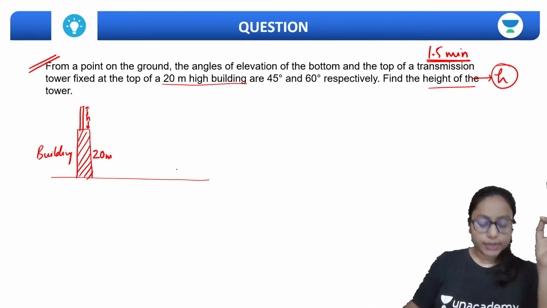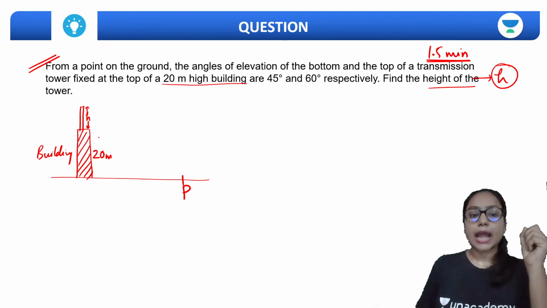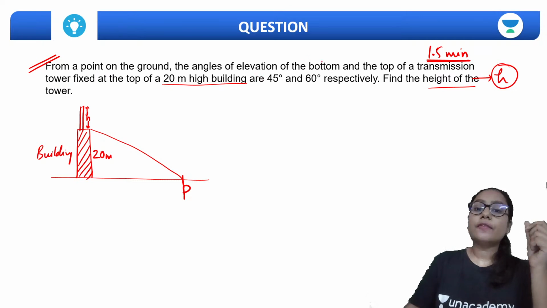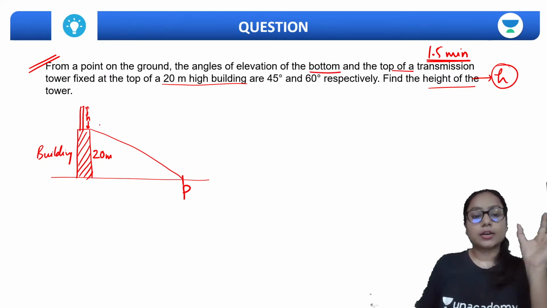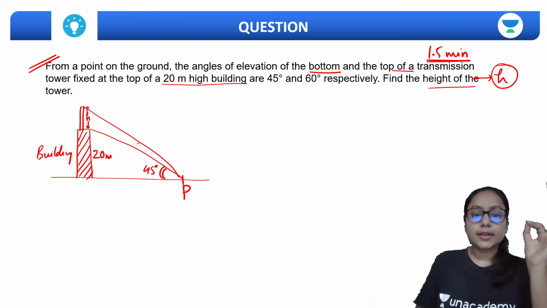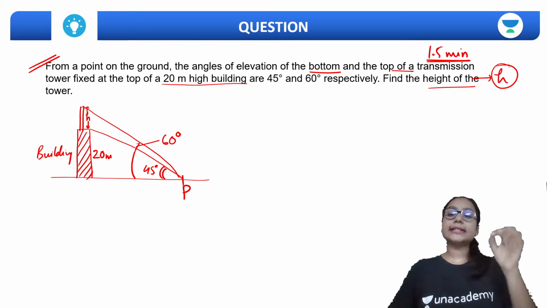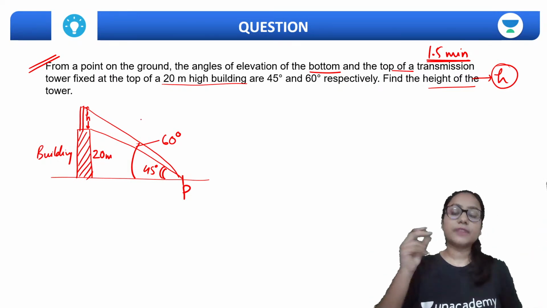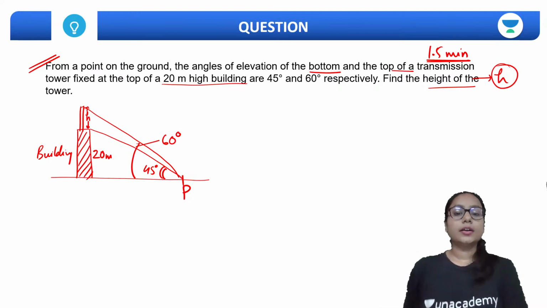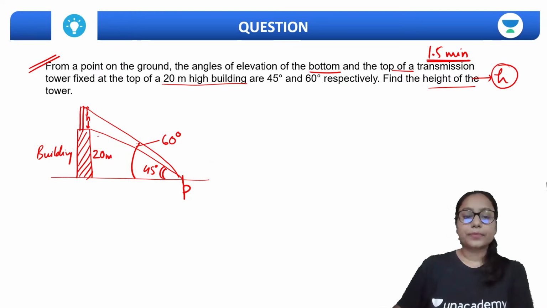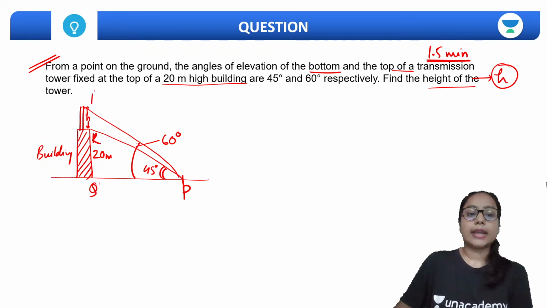Now from a fixed point on the ground, let us take the point as P. The angle of elevation, sorry, angle of elevation to the bottom and top of the tower. So bottom of the tower, this is the angle which is equal to 45 degrees. And top of the building means this, right? So this angle is equal to 60 degrees. Okay, so the figure is same as before. It is similar to the previous figure we have discussed in the previous question, right? So let us name the points P, Q, R and S.